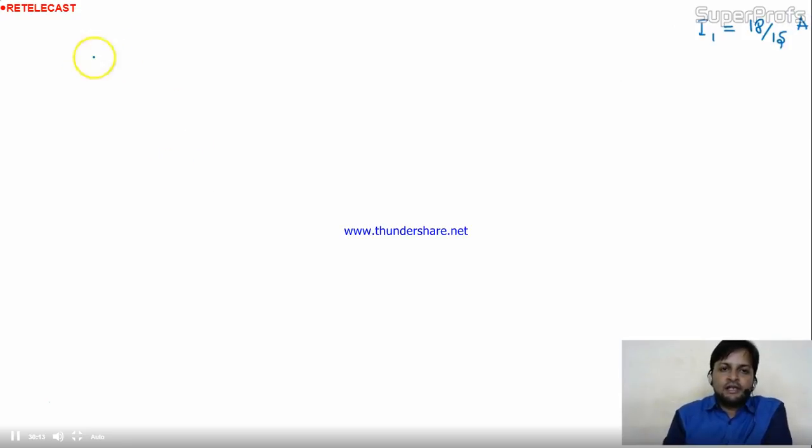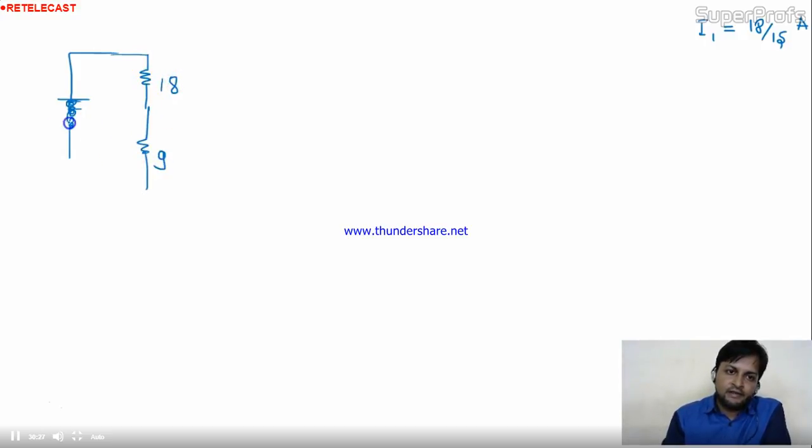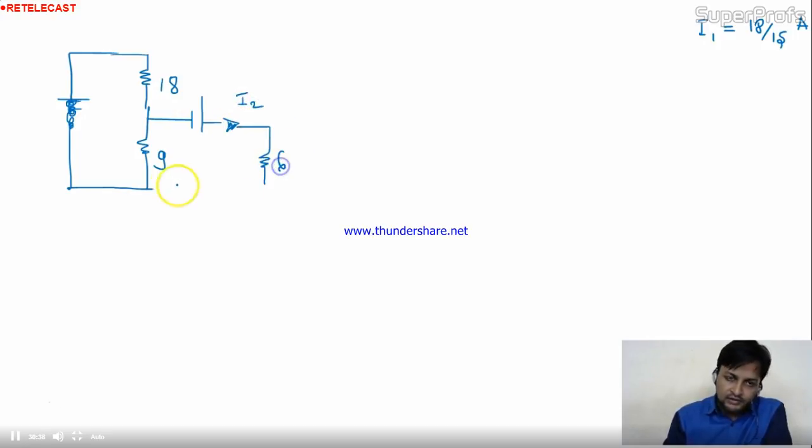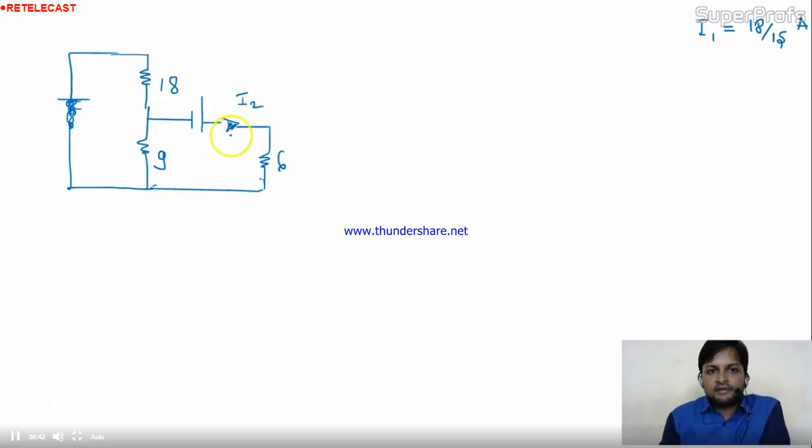Now we'll short the 42 volt source, that is short circuited now, and your previous original circuit is this: this is 18, this is 9, short circuited. Over here we are having a battery like this, 24. You have to calculate this current. I'm giving the name I2, and here this is 6. I have to calculate I2. This is nothing but 24.